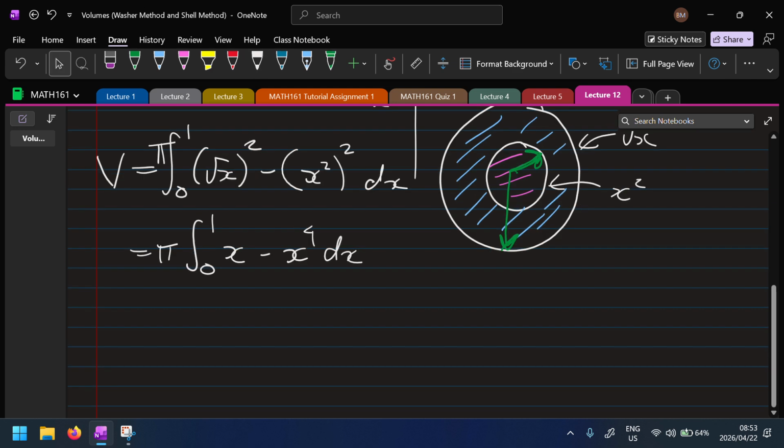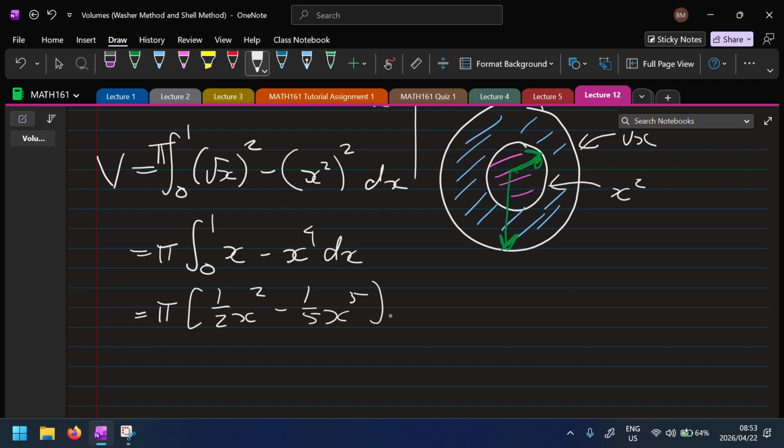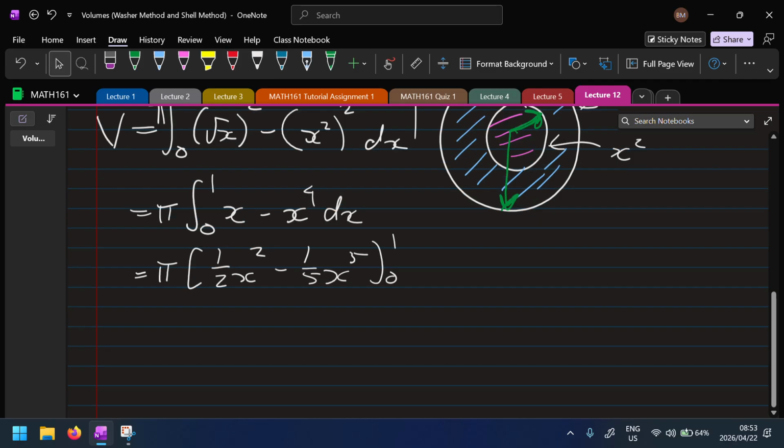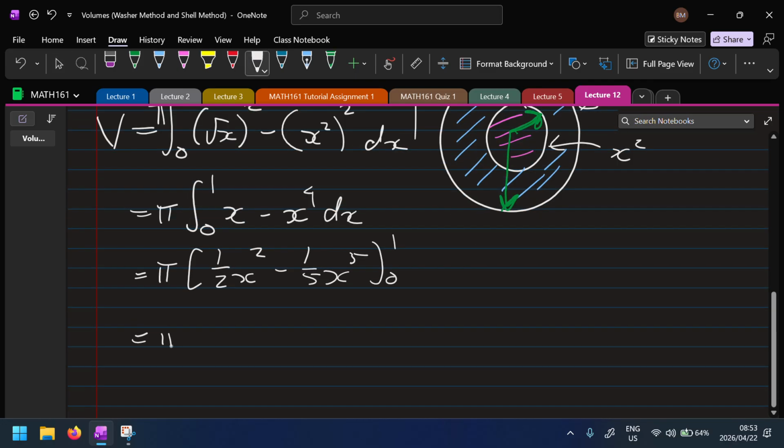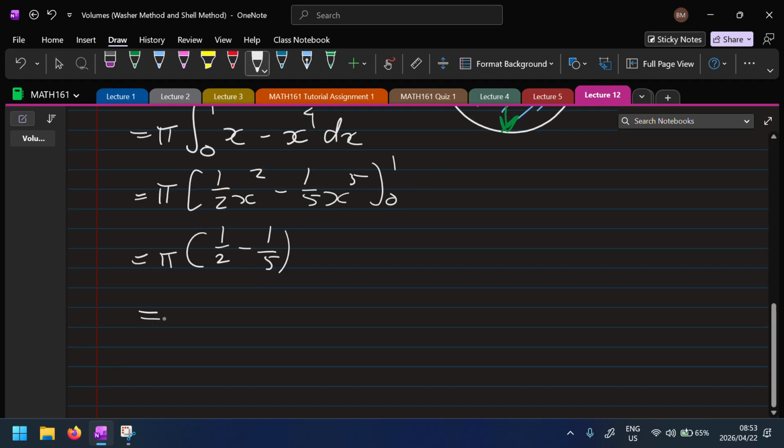Okay, this one's pretty straightforward. So we got the pi, half x squared minus 1/5 x to the 5 from 0 to 1. If we put 0, we just get 0, so we can ignore that one. So we just put 1. So this will be pi times 1/2 minus 1/5. Cross multiply, so we have 5 minus 2 over 10, so 3 over 10.